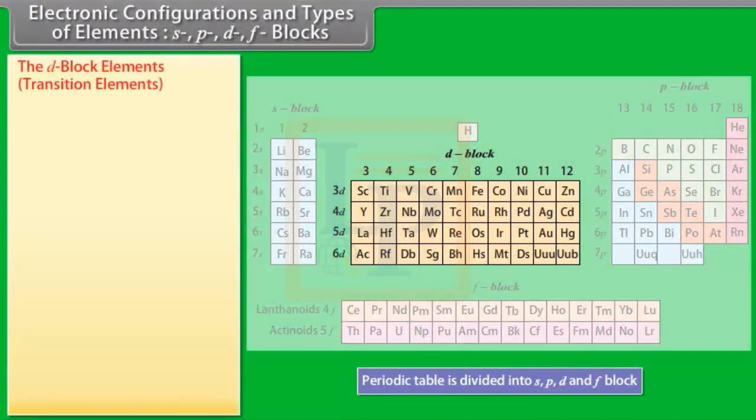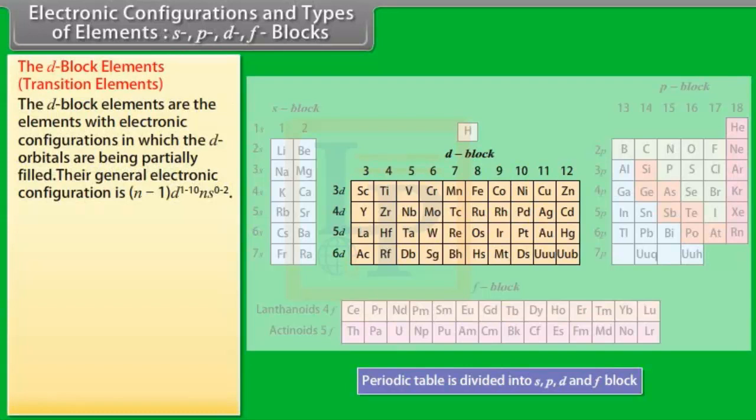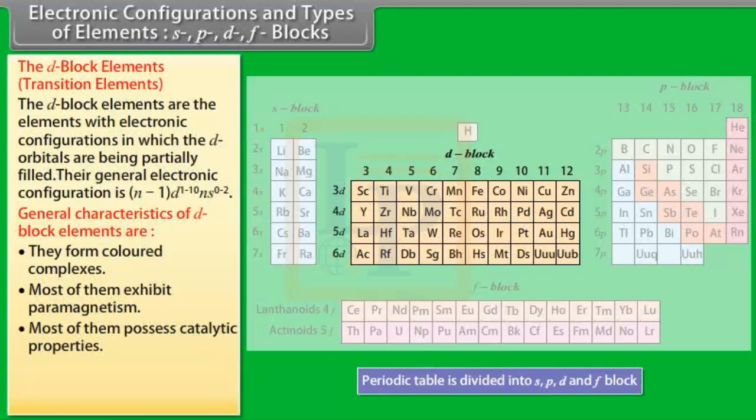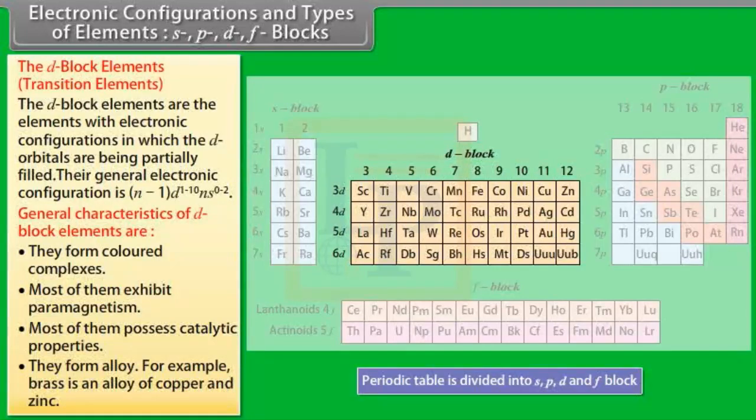The D block elements, transition elements. The D block elements are the elements with electronic configurations in which the d orbitals are being partially filled. Their general electronic configuration is... General characteristics of D block elements are they form colored complexes. Most of them exhibit paramagnetism. Most of them possess catalytic properties. They form alloys. For example, brass is an alloy of copper and zinc.